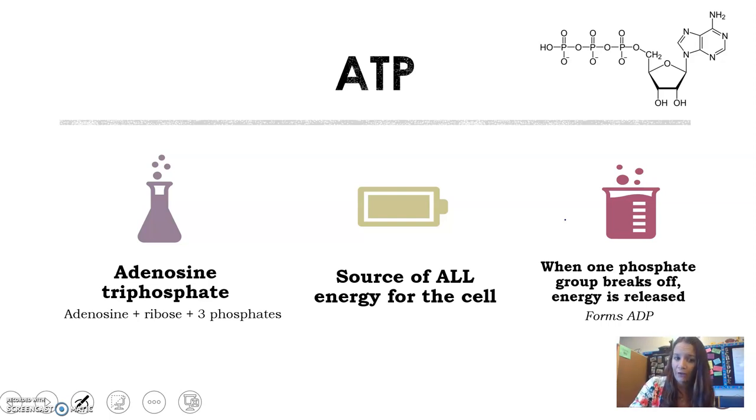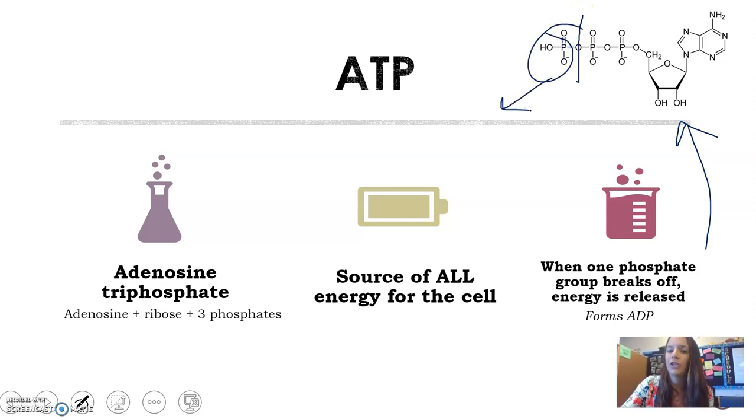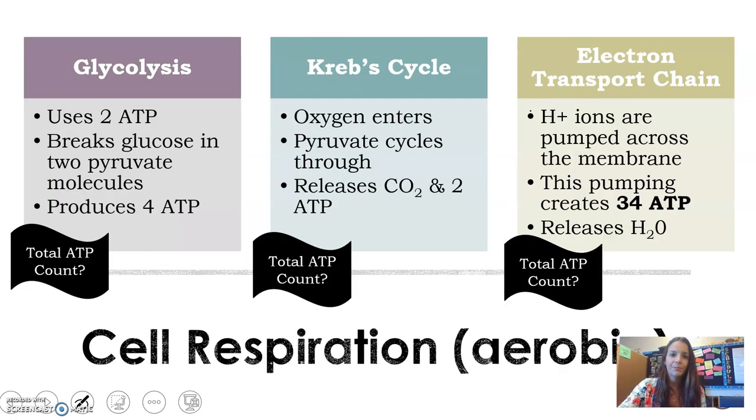And the structure of it is an adenosine molecule with a ribose and then 3 phosphate groups. And this is the source of all energy for the cell. Well, how the energy is produced is when one of those P's breaks off, it turns into ADP, or diphosphate, and that releases energy. So this structure up here is a triphosphate. If this one breaks off, now you get ADP and energy has been released.